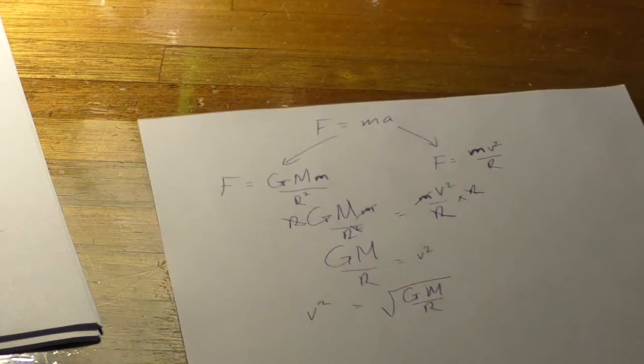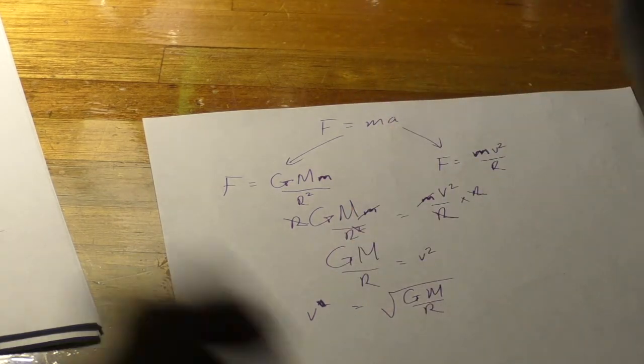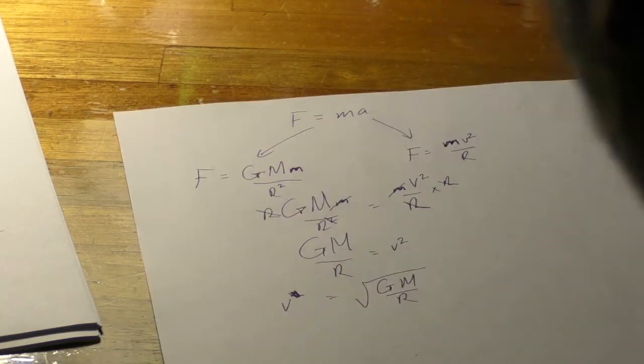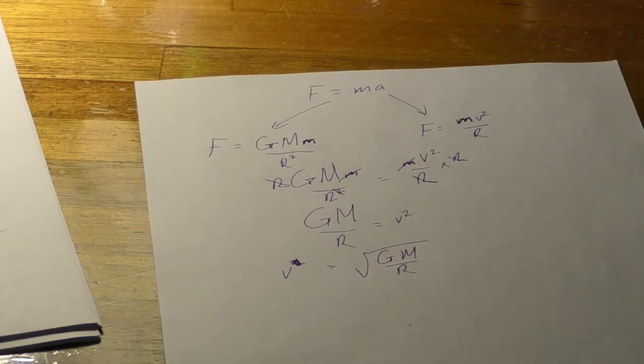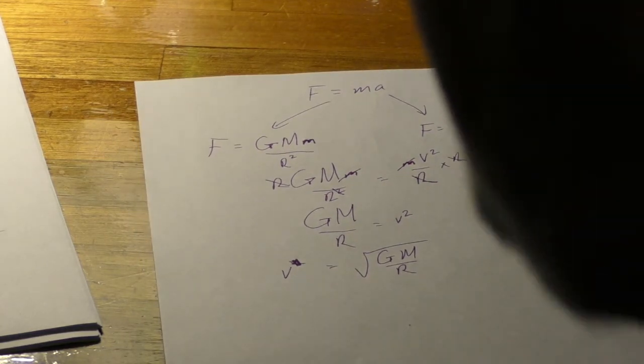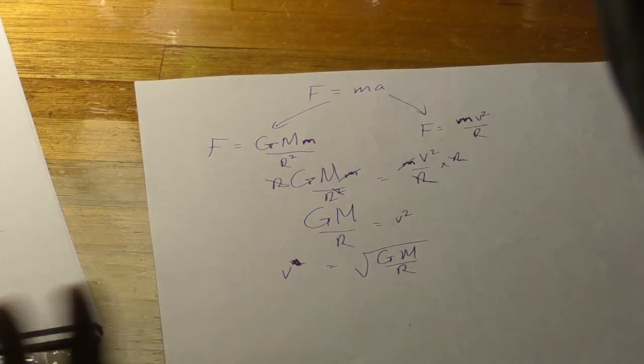Okay, so you can see, oh, sorry, get rid of that. I square rooted it. There's no point of having a square there. Okay, so V is equal to the square root of GM on R. Now it's going to take a little bit of imagination to see what this actually means.